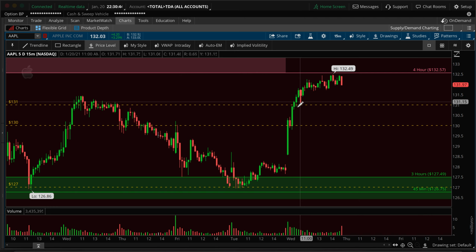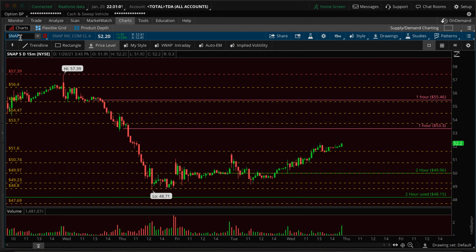Also, we had another one here on this retest of 131. So we rallied, then we based, and then we rallied again. It wasn't a huge rally, but that was another zone. So that could have been a good potential there. And then we'll look at Snapchat as well for today.